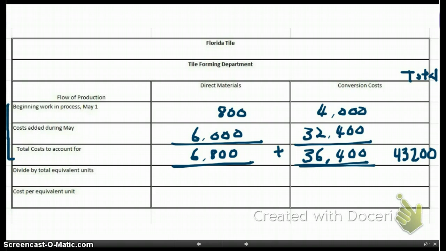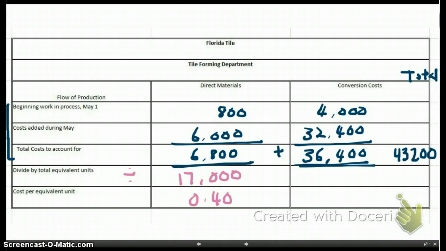So you'll set it up where all you're going to do is divide the cost that you came up with here, the 6,800 and the 36,400, by the total equivalent units that you came up with in step 2. In step 2, we said our total equivalent units for direct materials was 17,000. You can flip back to your pages and look at that. We ended up with total equivalent units of 17,000 for direct materials. Therefore, cost per equivalent unit is calculated by dividing your 6,800 by the 17,000, giving you 40 cents per unit for direct materials.